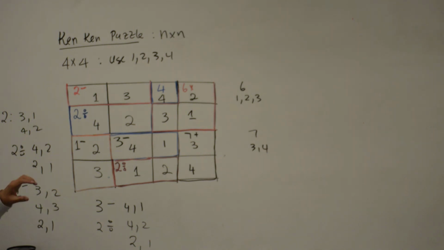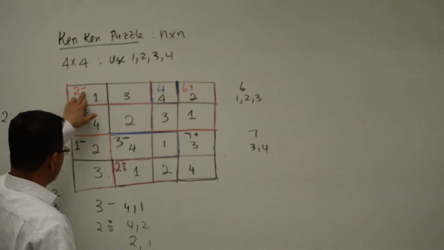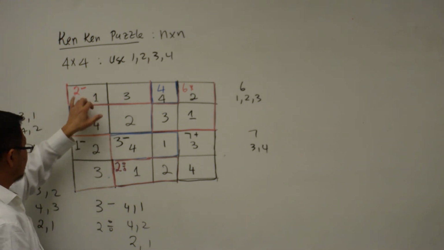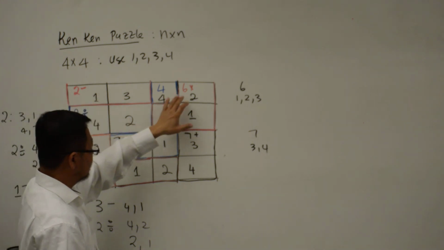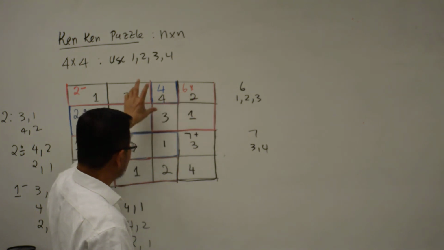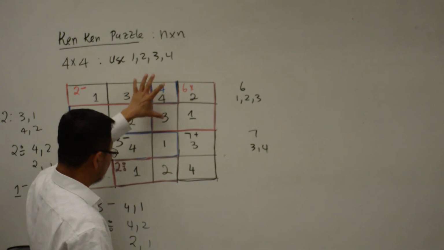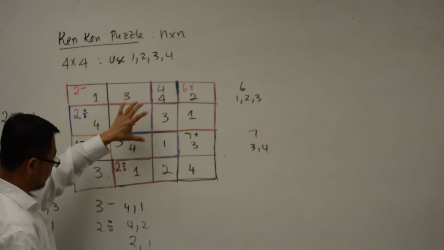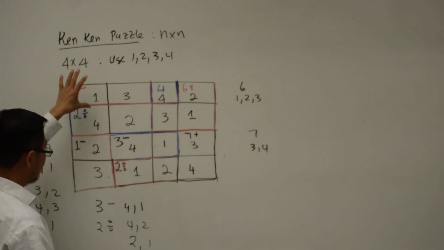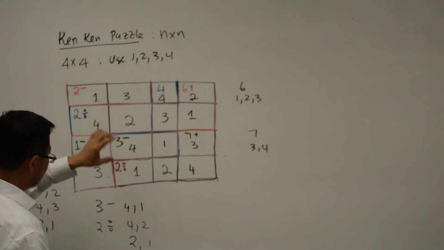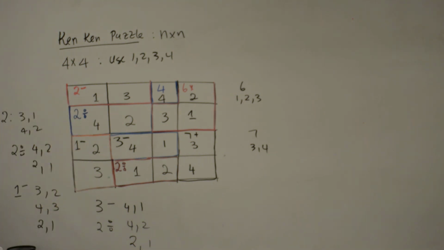And then the operation indicates this is minus. You have to find the numbers from 1 to 4 that subtract to 2. Here 6, you have to find the numbers from 1 to 4 that multiply to 6. And given the indication of the cages, you cannot repeat any numbers from 1 to 4 in the row or column. So this is the problem to solve.